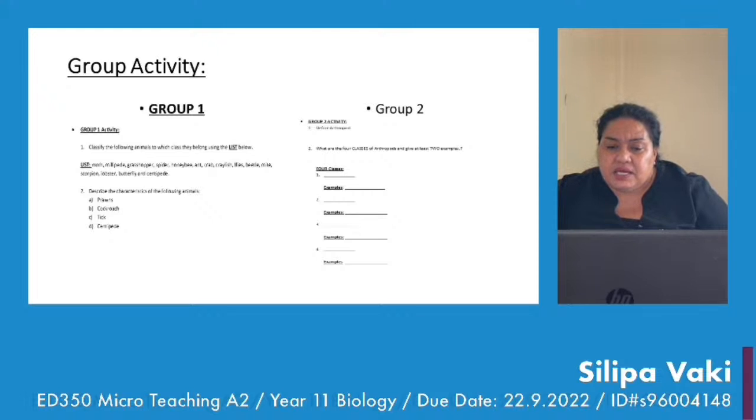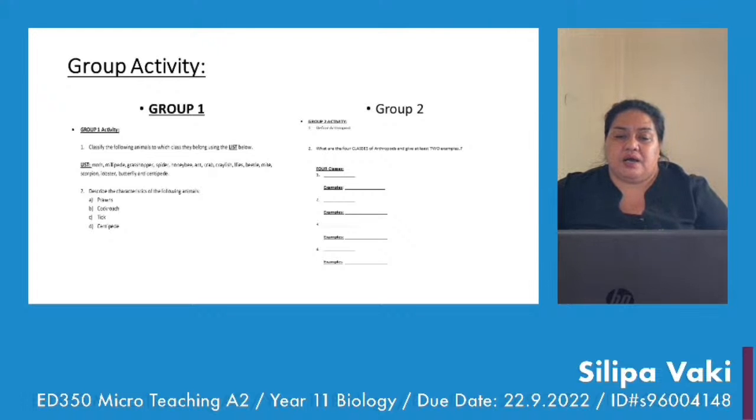Very good. The second question, what are the 4 classes of arthropods? Insects, crustacean, arachnids, and myriapods. And you have to give at least 2 examples for each class. Insects: moth and grasshopper. Crustacean: shrimp and crayfish. Arachnid: spider and scorpion. And the last one is myriapods: millipedes and centipedes.